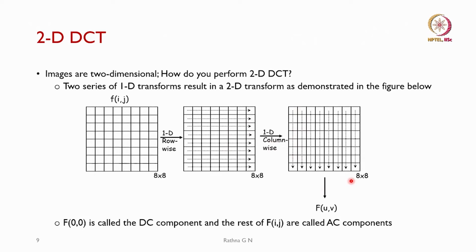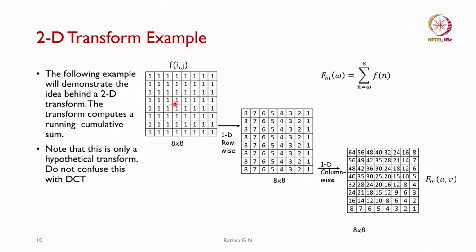Since this is a separable transform, we can use row decomposition and then column decomposition together to get our final output f of u comma v. We say that f of 0 0 is called the DC component, and the rest of f of i comma j are called AC components. Here is an intuitive example in this picture, to show the 2D transform.